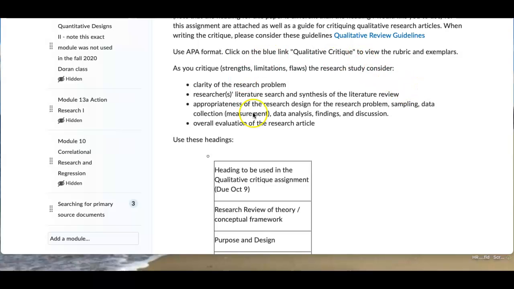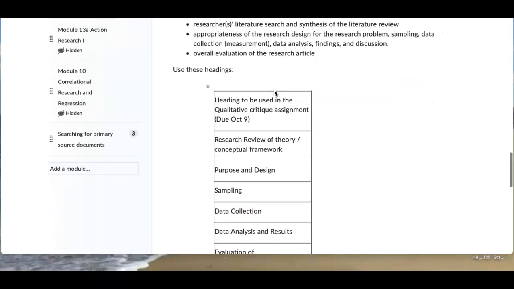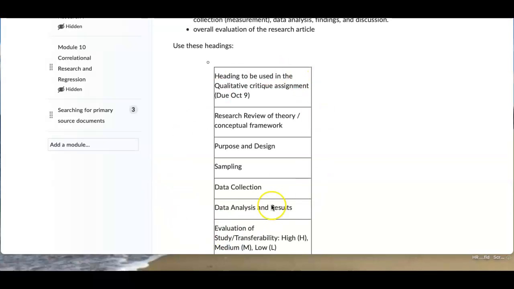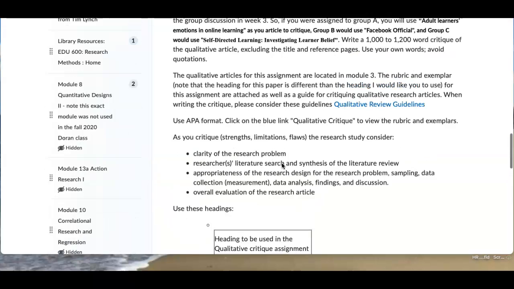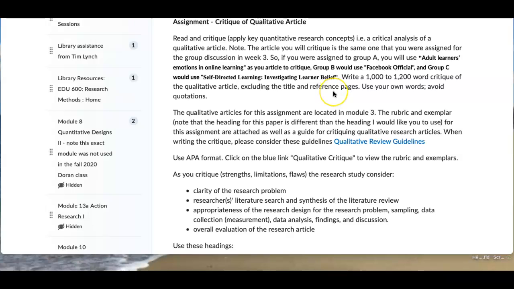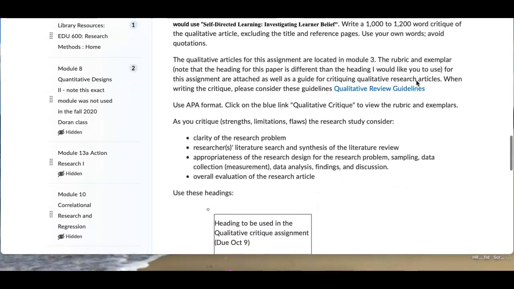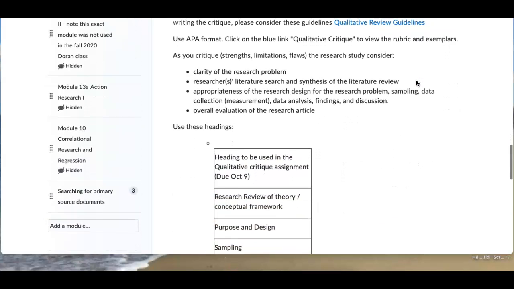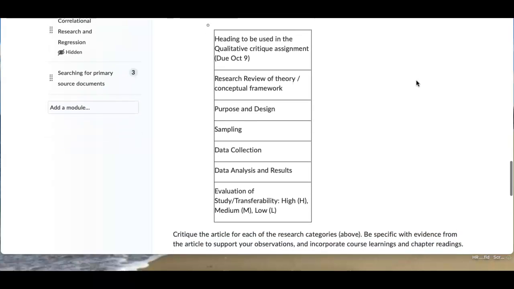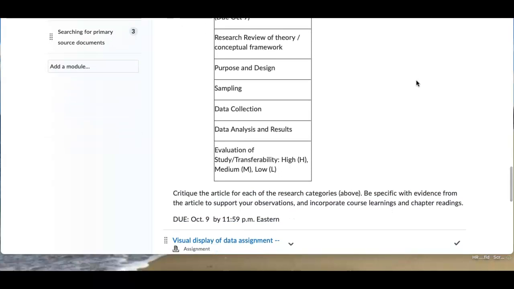So what does it mean? Well, here you can see these are the headings I'd like to use. There's information actually in the syllabus, but it's identical to here. Write a 1,000 to 1,200 word critique. I'd like you to have a title page and also a references page. So these are the titles.